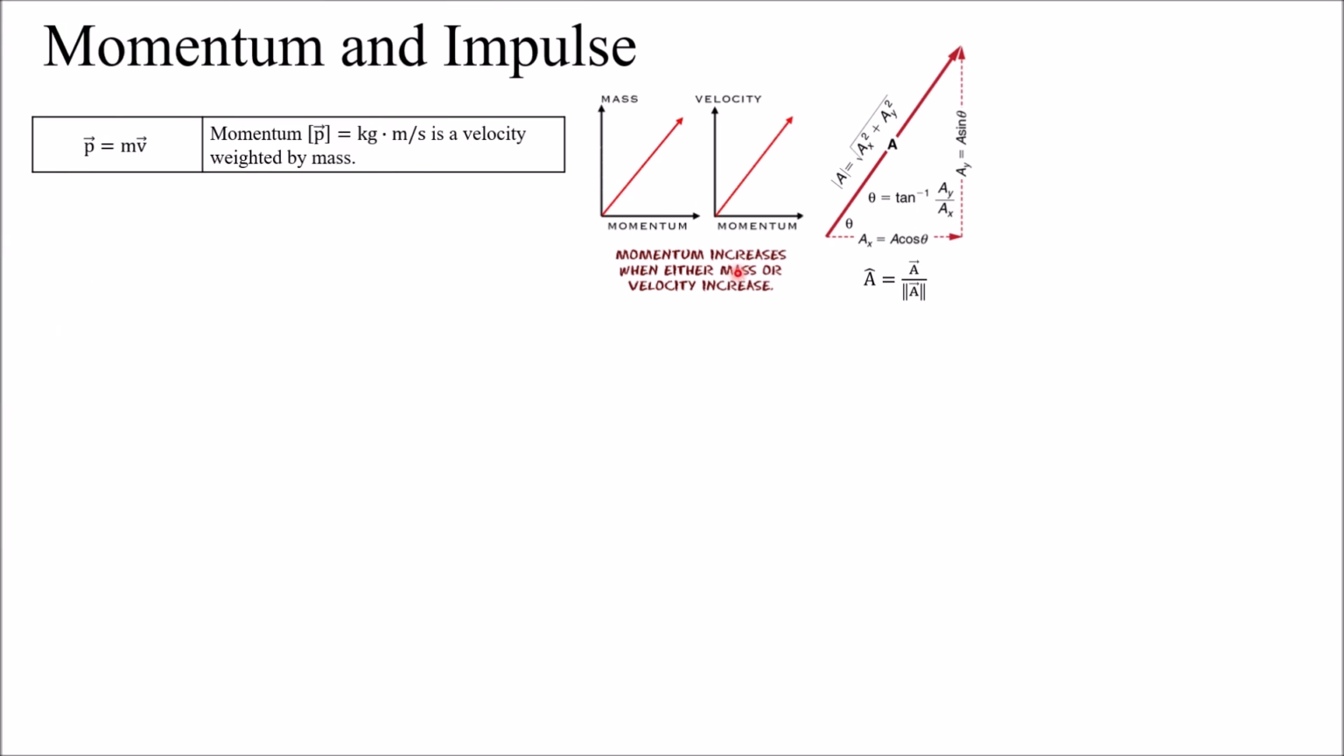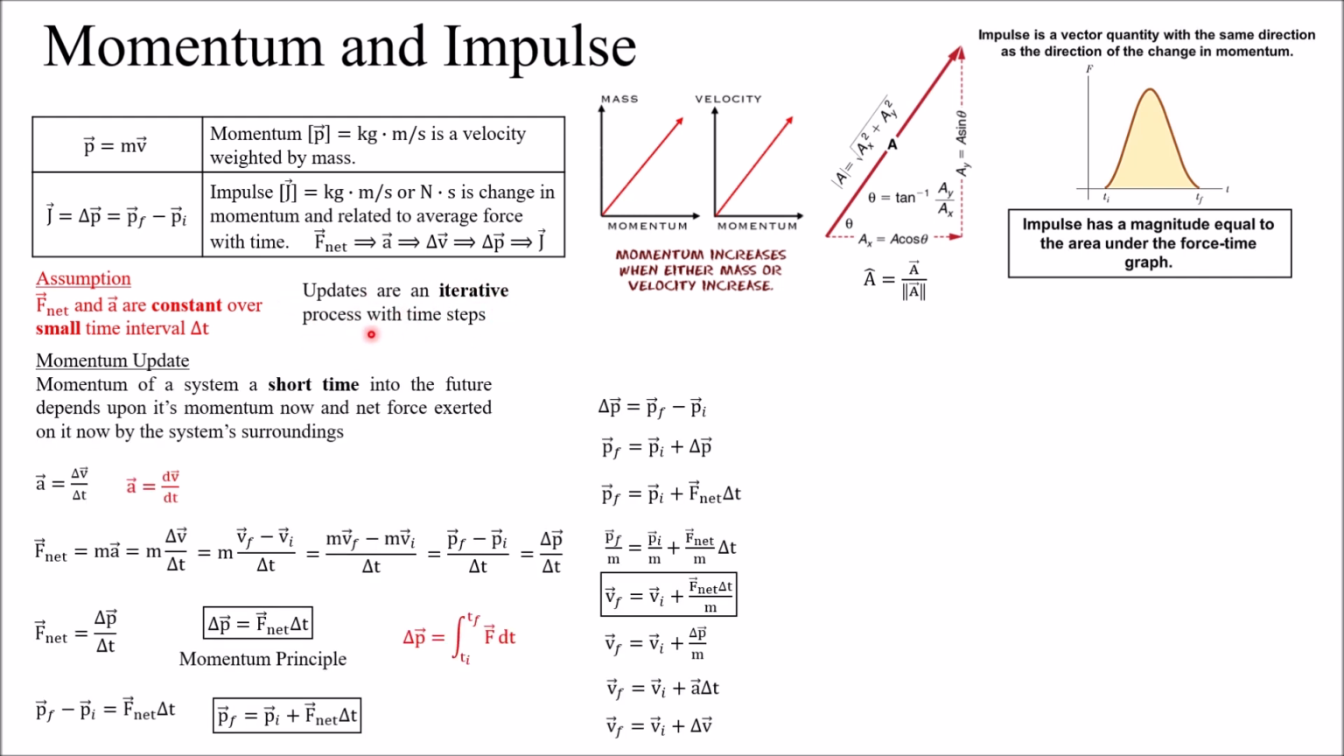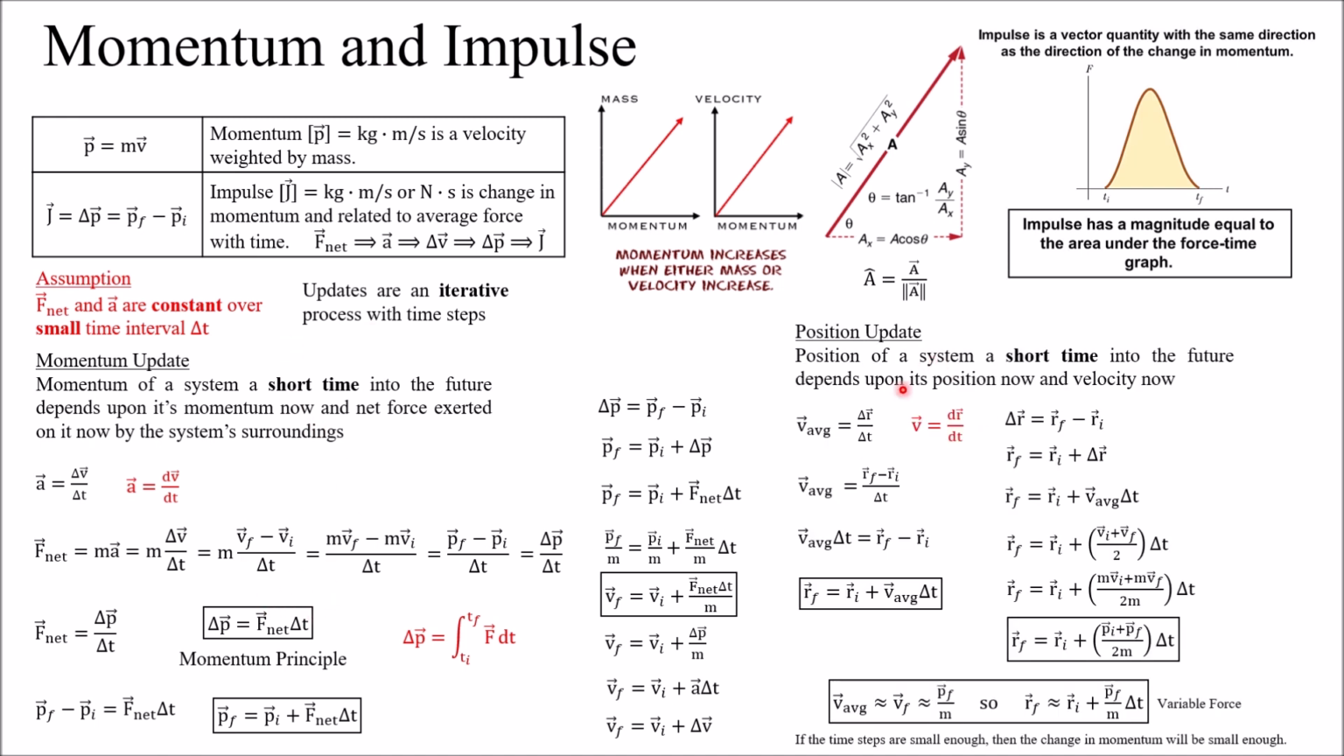Okay, and then momentum and impulse, we understand what momentum is, mass times velocity. Impulse is any time the momentum changes, and we have assumptions that are a lot of times made where the net force is constant, or acceleration is constant, especially over a small interval. And if you have a small enough interval, you basically get into calculus. And so we have this idea of updating our momentum and updating our position. And we have this momentum update and momentum principle and our position update that we've talked about.